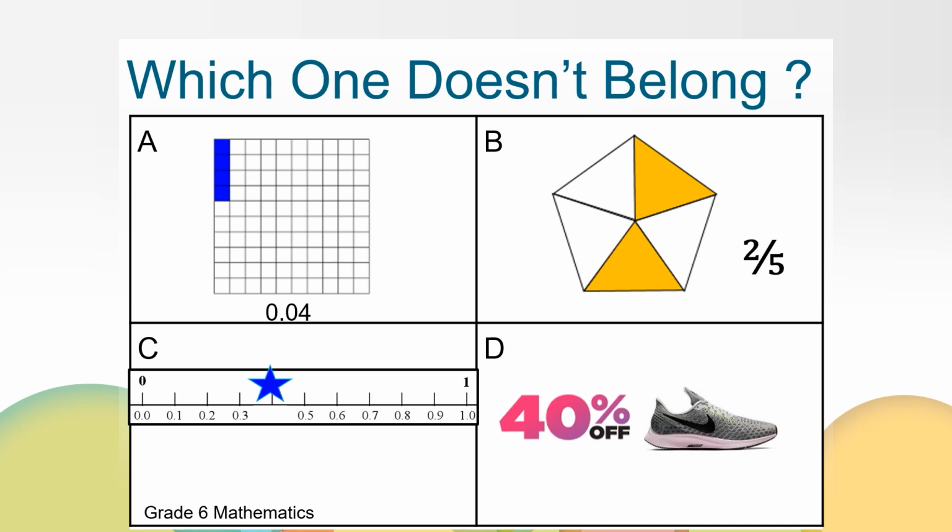You might have thought image C doesn't belong because it's the only number line. Image C has a value of 4/10ths or 40/100ths. I'm noticing this is also equivalent to 2/5 from image B. Lastly, maybe you decided that image D doesn't belong because it's the only image represented as a percent. I'm thinking to myself, 40%, 4/10ths, and 2/5 are all equivalent. 4/100ths is the only image with a different value.